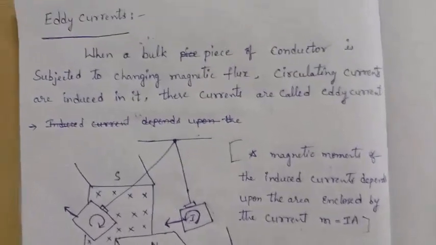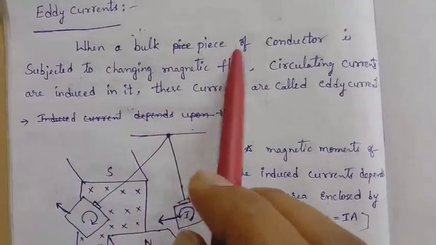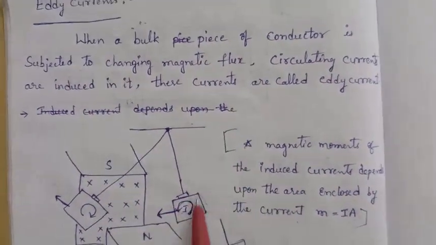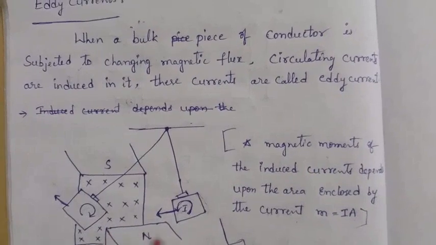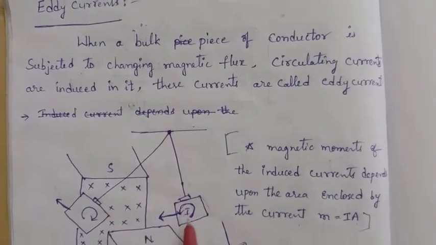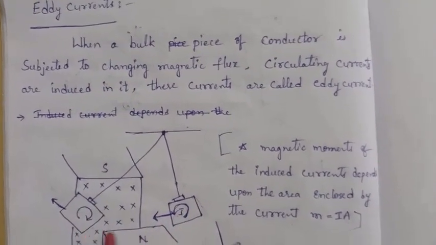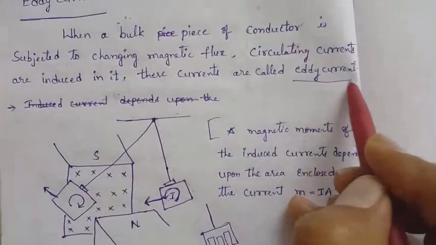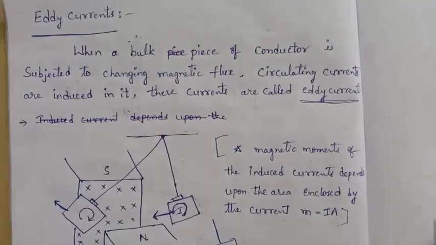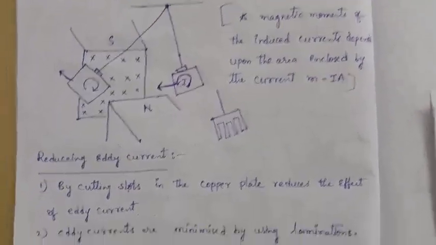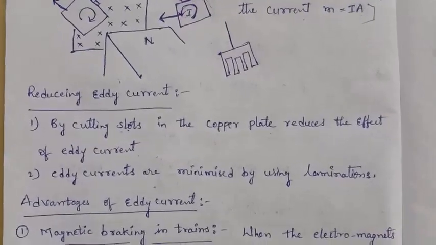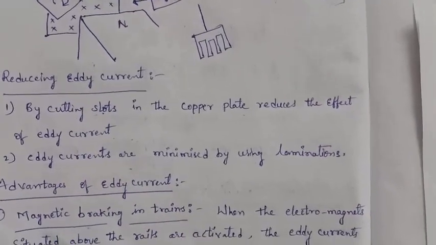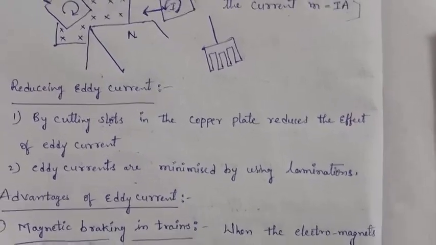So once observe the definition: when a bulk piece of conductor is subjected to change of magnetic flux, circulating currents are induced in it. These currents are called eddy currents. All of you, only the definition is very important here. And how to minimize, these two points are important next. By cutting slots in the copper plate, reduce the effect of eddy current. Eddy currents are minimized by using lamination.